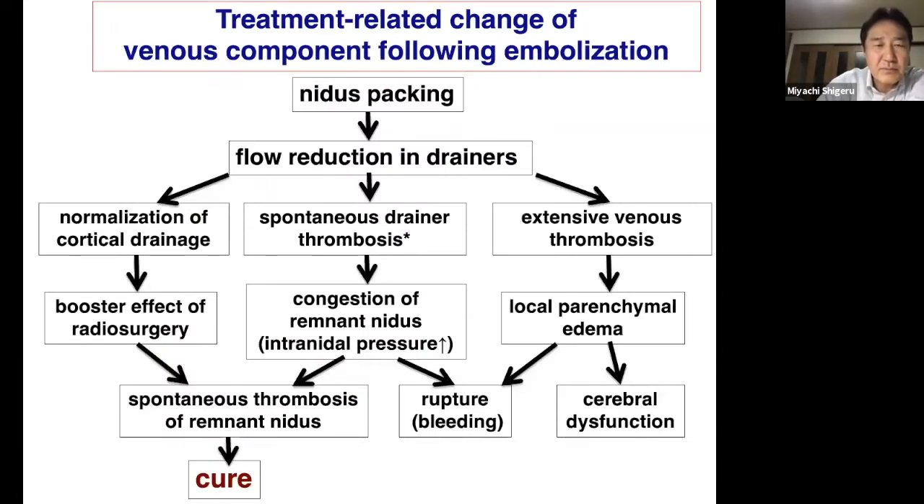And also, we always seek to embolize with nidus packing. Nidus packing will promote flow reduction in the drainage, and that usually leads to normalization of the cortical drainage, the booster effect of radiosurgery, and spontaneous thrombosis of the remnant nidus. This is a good course toward spontaneous cure. And also spontaneous drainage thrombosis: a part of these cases go to a good course of spontaneous thrombosis, but drainage thrombosis sometimes goes the aggressive way, with congestion of the remnant nidus, and that leads to rupture because the remnant nidus pressure will elevate.